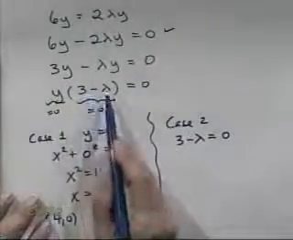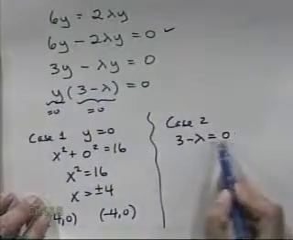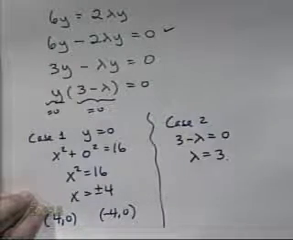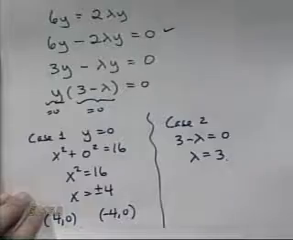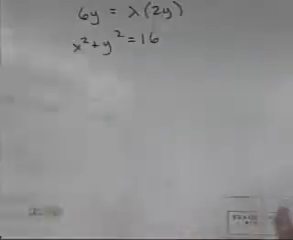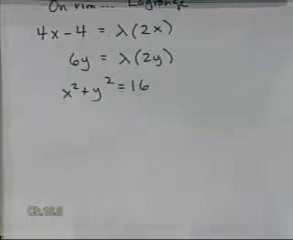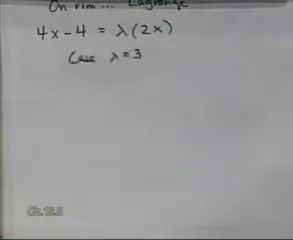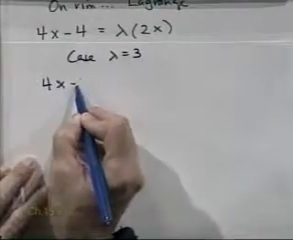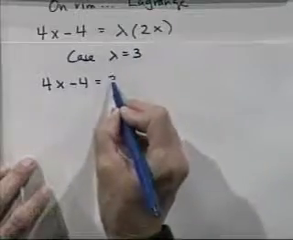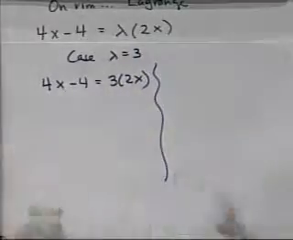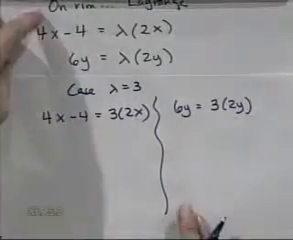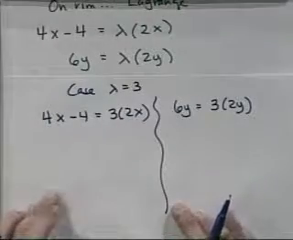But we also said 3 minus lambda could be 0. Well, if 3 minus lambda is 0, then lambda would have to be 3, right? Now, what do you think I should do with lambda equals 3? Let's try the case where lambda is 3. Coming back up here, I have 4x minus 4 equals lambda, which would be 3, times 2x. And I have 6y equals lambda, which is 3, times 2y. In those two equations where I see lambda, I'm putting in 3.